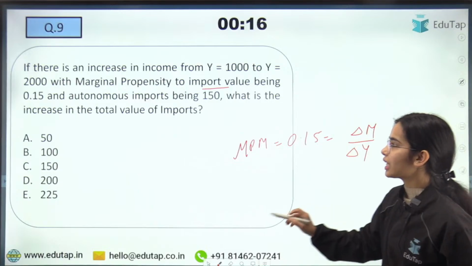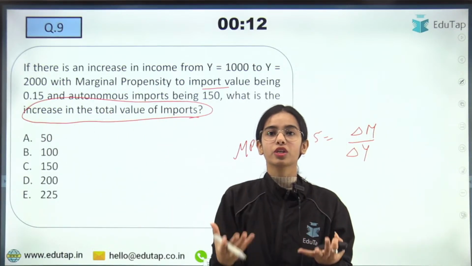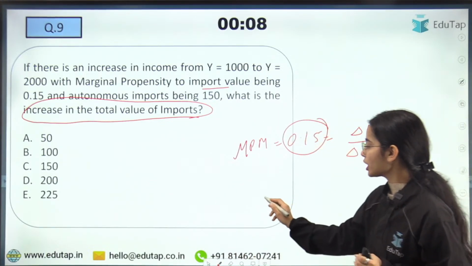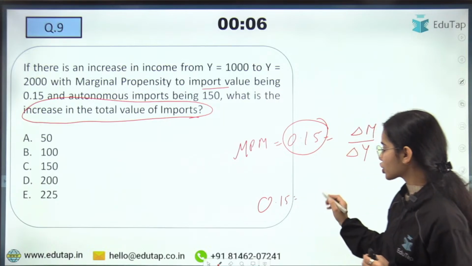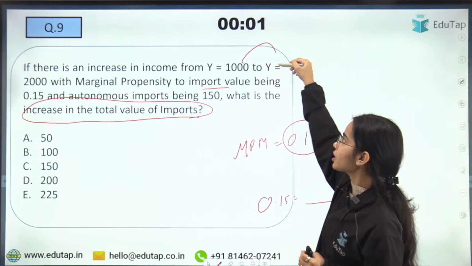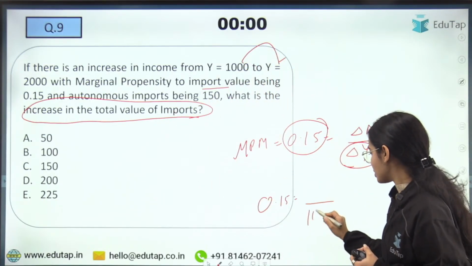So now you have to tell what is the increase in total value of imports. What is the increase in total value of imports? So you have the marginal propensity to import, that is 0.15. That shows that with the change in income, the increase in income. So the increase in income is from 1000 to 2000. So the increase in income is by 1000.